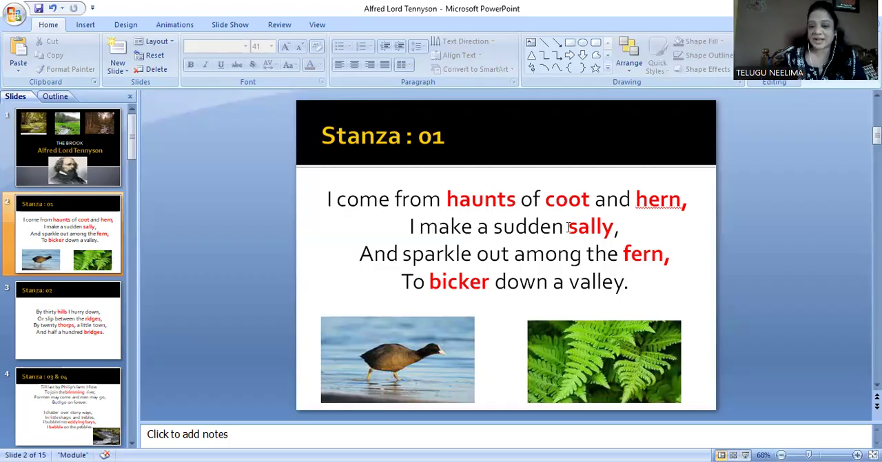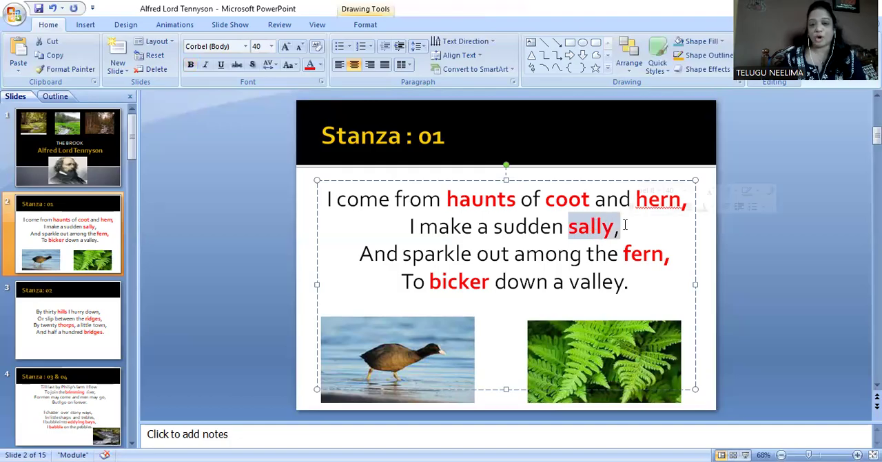And I make a sudden sally. If you observe the meaning of this word sally, it is given in your textbook very clearly. Sally is nothing but a sudden movement out of a hidden place. If you observe water, it is very interesting because water comes out suddenly from a place where it is not visible for a few minutes.